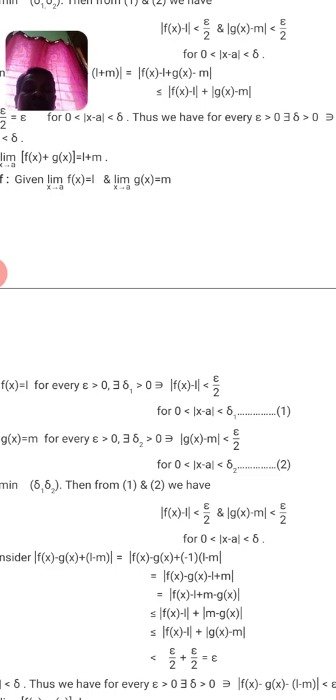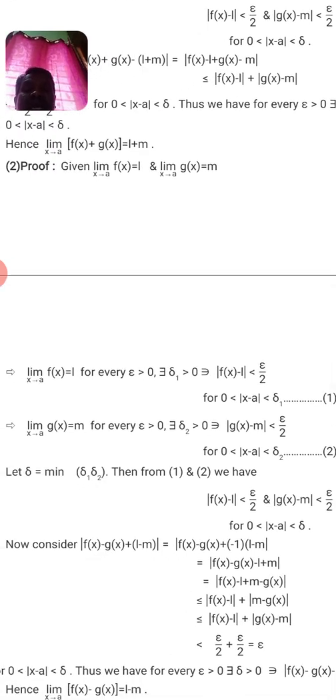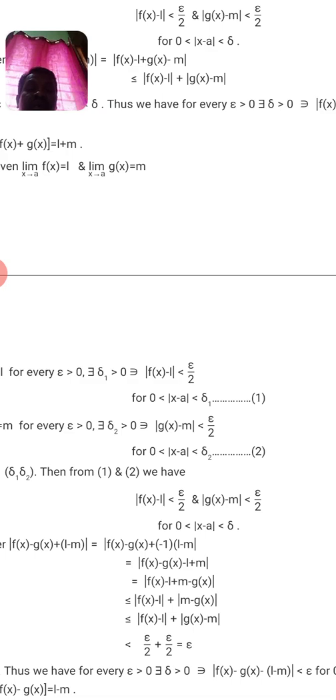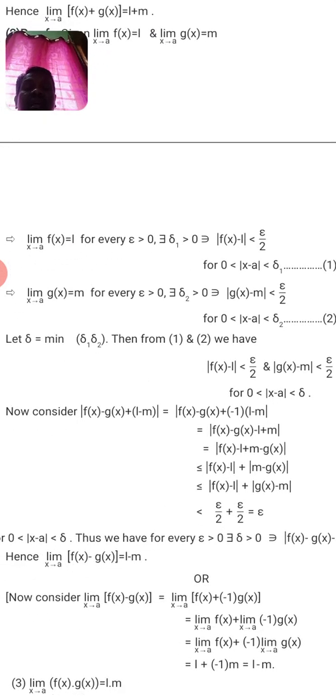That is equation number 1. And limit x tends to a of g of x is equal to m means for every epsilon greater than 0, there exists delta 2 greater than 0 such that modulus g of x minus m is less than epsilon by 2 for 0 less than modulus x minus a less than delta 2. Write it as equation number 2. Let delta be equal to the minimum of delta 1 comma delta 2. So from equations 1 and 2 we have modulus f of x minus L less than epsilon by 2 and modulus g of x minus m less than epsilon by 2 for 0 less than mod x minus a less than delta.